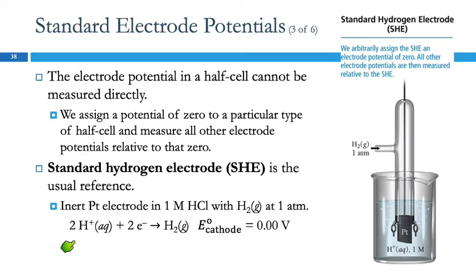This is the reaction that occurs. The hydrogen ions gain electrons to become hydrogen gas. So that is a reduction reaction. And these electrodes are not especially easy to make. It's not just a solution of this and you stick a piece of metal in it, because you need hydrogen gas at a pressure of 1 atmosphere. But this is what they chose to do.